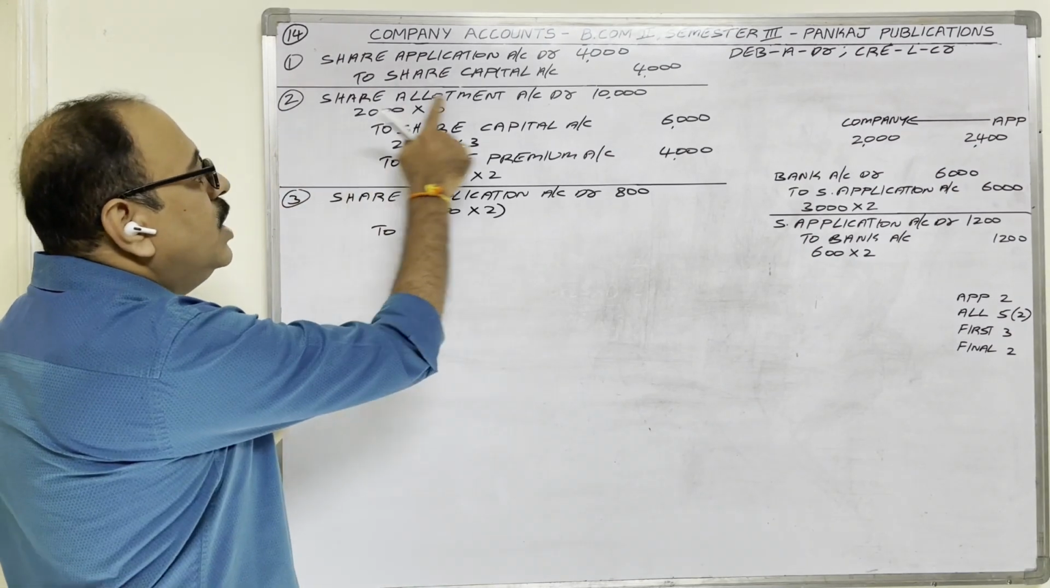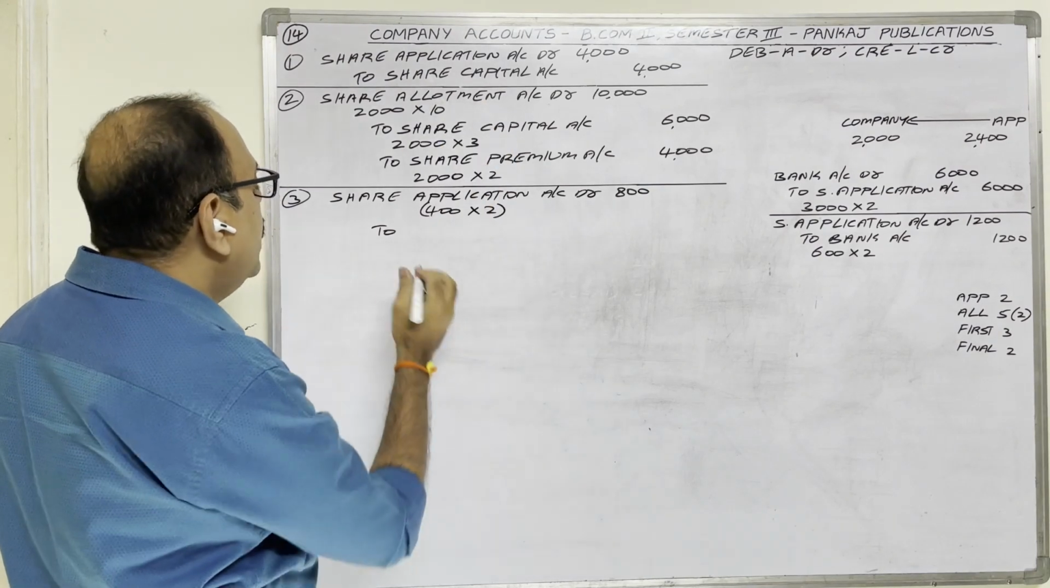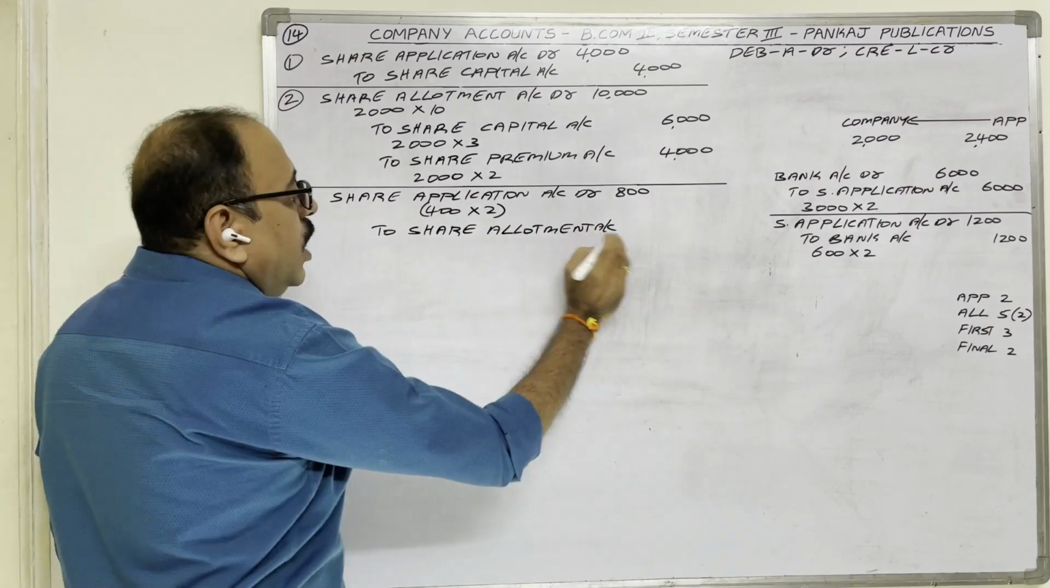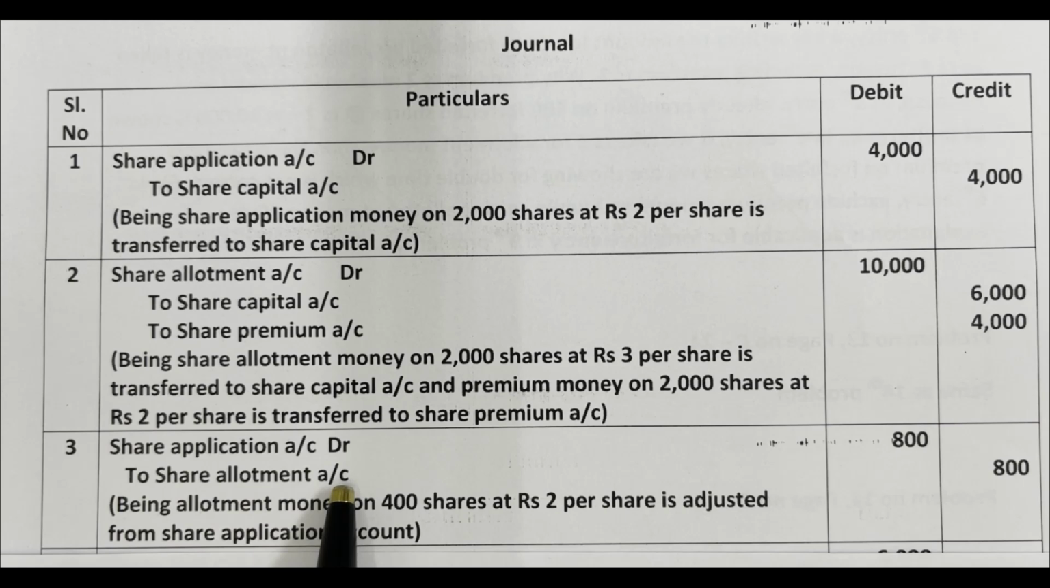By debiting, we have created a debtor account. If you want to cancel, you have to credit. Therefore, credit share allotment account, amount 800. Third entry, share application account debit to share allotment account.